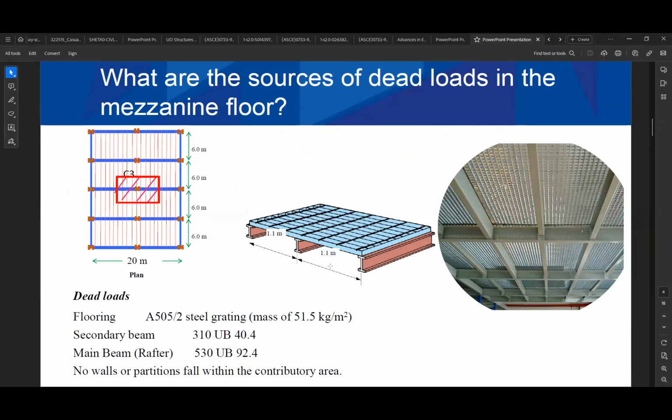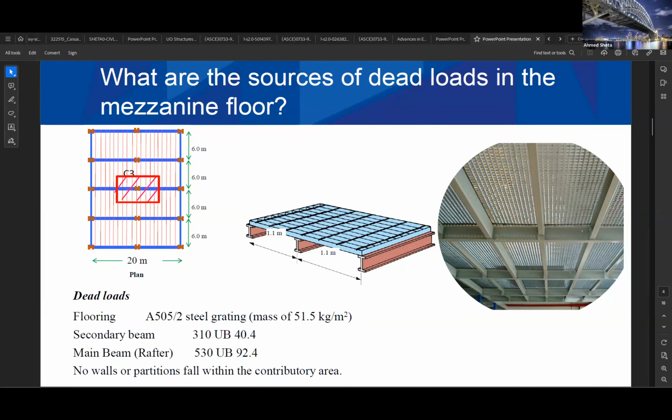How many secondary beams? It looks like 3. So it depends on the assumption you will do. You can mention, I will assume it 1.2, 1.5, whatever the distance is, because this depends on the assumption. So what you can do is assume whatever the number of secondary beams, and if you substitute in the formula, you will get the correct result, because it's just a summation and then distributing again.